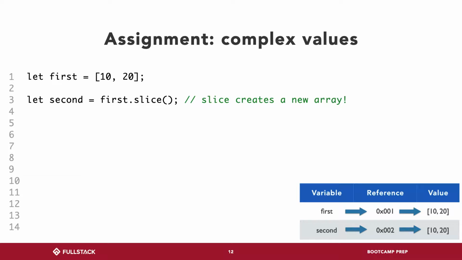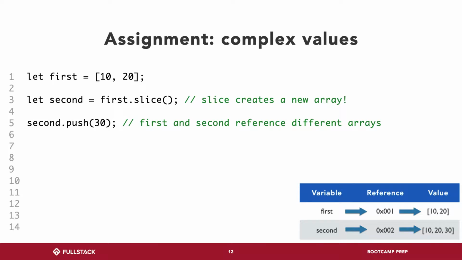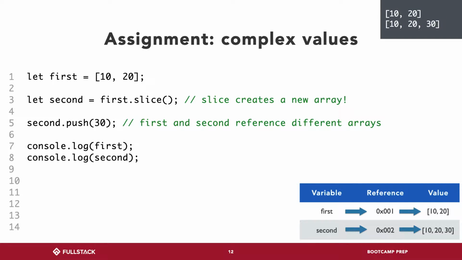This makes sense, right? So if I do second dot push, first and second are referencing different arrays. So second is the only one that has the 30 in it. First still doesn't. Does this make sense? I could go next, so I don't want to explain that again. Slice makes a copy of an array. That is important for you guys to remember, okay?